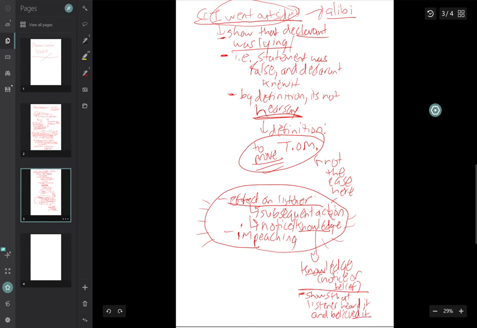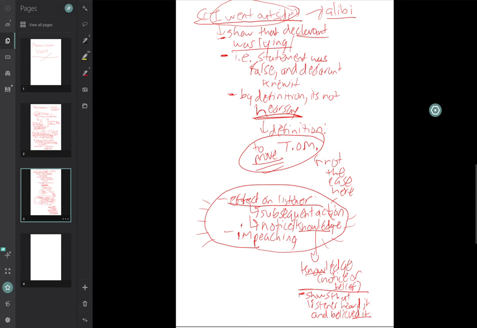Okay, so y'all see that? That's the difference: when you're offering a statement to show knowledge, you're not offering it to show that the statement itself is true. You're offering the statement to show that whoever heard it believed it and acted based on that underlying belief, which was formed as a byproduct of their having heard a particular utterance or statement. Okay? I hope that's clear.